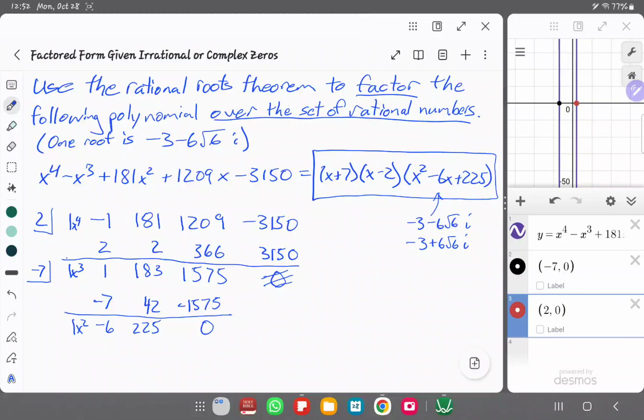But since they asked us to factor just over the set of rational numbers, I'm not going to try to split that up into 2 more factors. I'm just going to leave it like that. So this would be the final answer right there in the box.